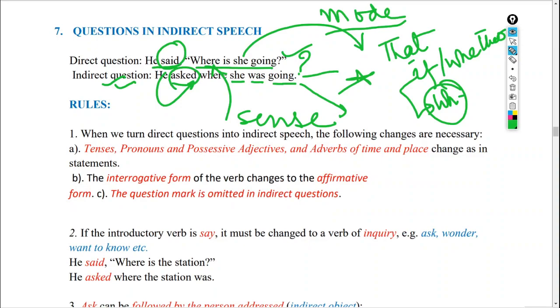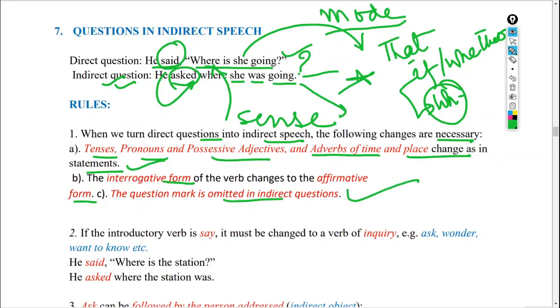Let us see the rules here. When you turn a direct question into indirect speech, the following changes are necessary. Tenses, pronouns, possessive adjectives, and adverbs of time and place change as in the statement, or in the case of the assertive sentence. The interrogative form of the verb changes into affirmative form, meaning the interrogative form will not be there in indirect narration. It will be transformed into assertive mode. The question mark is omitted in the indirect question. If the reporting verb is say, it must be changed into a verb of inquiry, that is ask, wonder, inquire, like that.